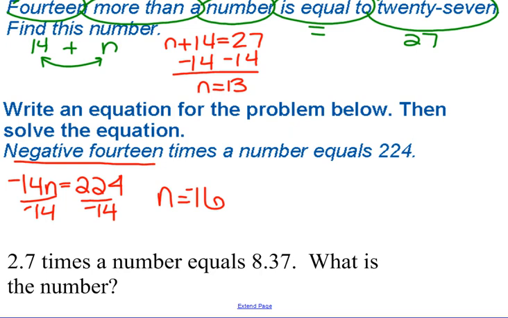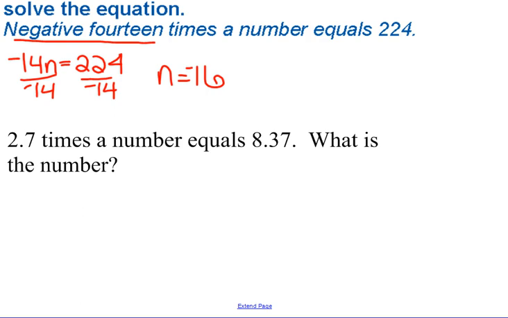All right, last one here before we get started on our homework. 2.7 times a number. Again, we don't need times when we're looking at a number and a variable. We'll just write 2.7n equals 8.37. This is the only problem on this entire homework assignment where it's going to be acceptable to give me a decimal answer. And the only reason that's the case is because there's a decimal in the problem. Okay, so keep in mind, fractions unless there's decimals in the problem.